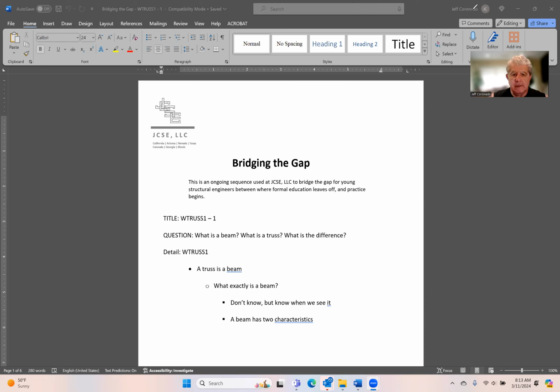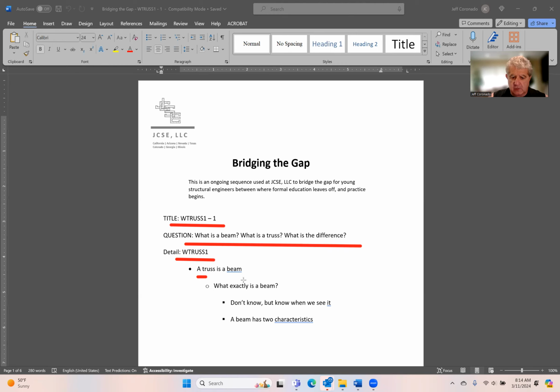Okay, let's see here. In particular, we're going to focus on WTRUSS1. The session title is WTRUSS1-1. We're going to attempt to answer a couple of questions here. What is a beam? What is a truss, and what's the difference? I think all of those are fairly valid questions. We'll get to that in a second, but for those of you that are in-house, you can follow along in WTRUSS1.